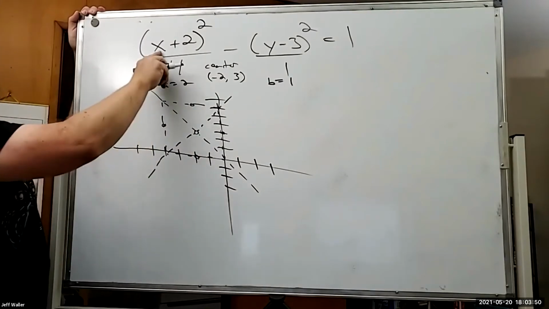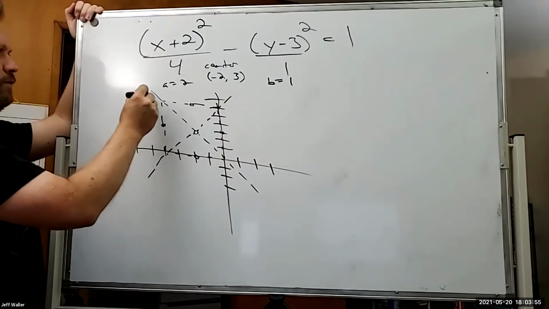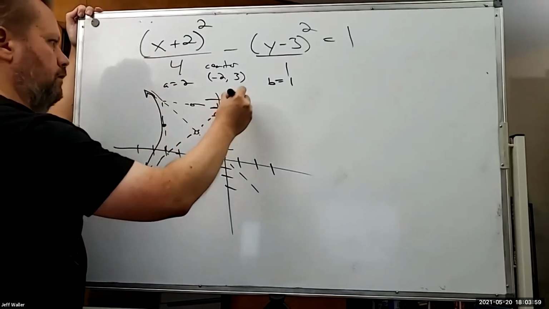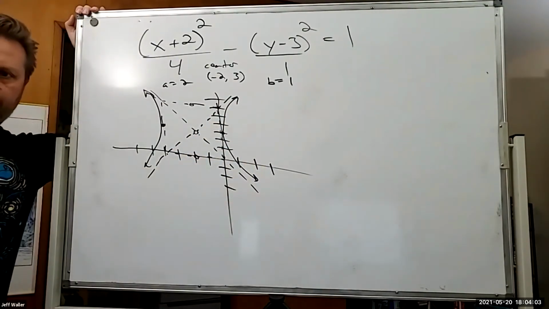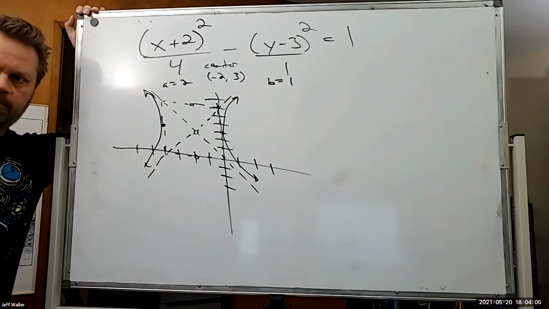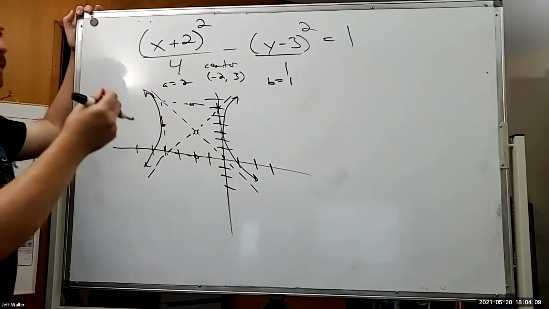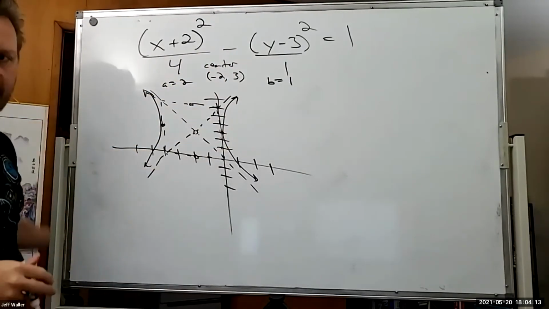Right, and the X is positive, so it's going to open this way in the X direction. So it's going to go like that. It's going to go like that. Cool. So if it's been shifted, it's really not different. How to graph it doesn't change. It's kind of too nice to believe.